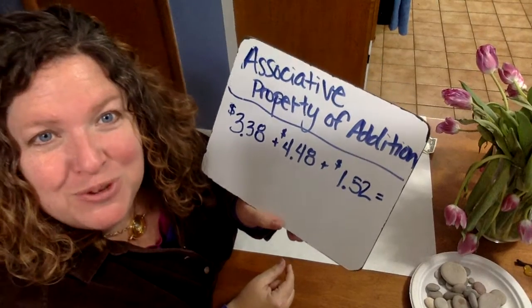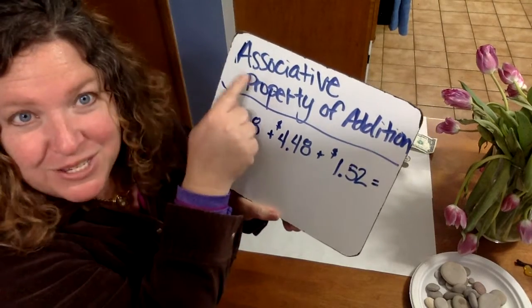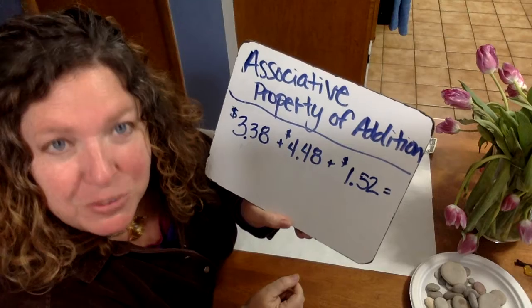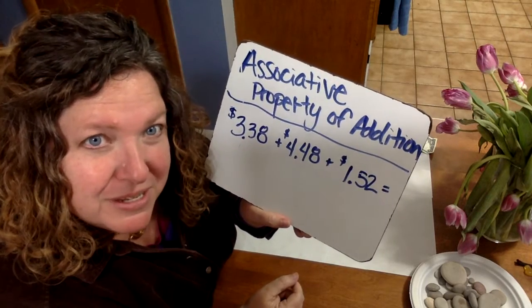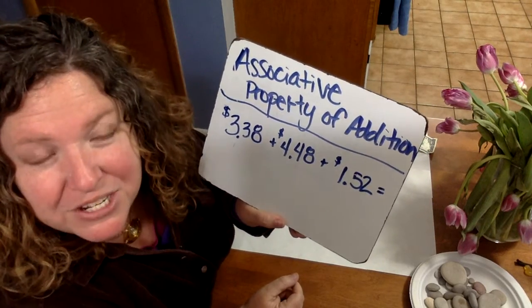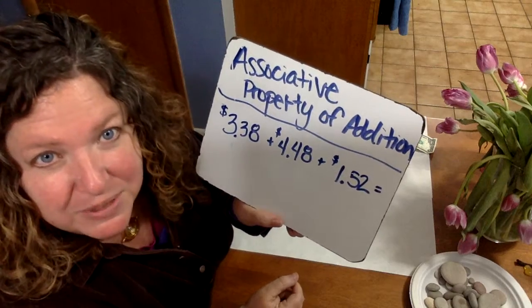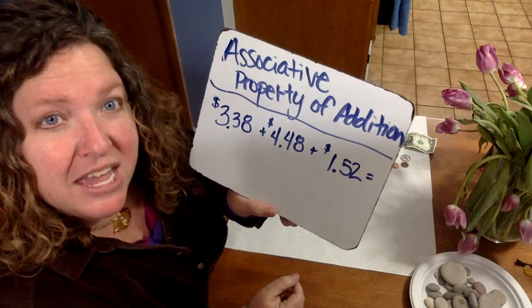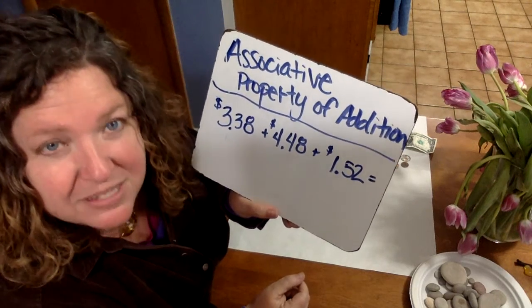All right, so you might be wondering if the associative property will work on something that's not whole numbers. You might be thinking, well, what about decimals? Does it work on decimals? What about fractions? Well, fractions and decimals, if you remember, are kind of the same thing in that they both show parts of a whole.